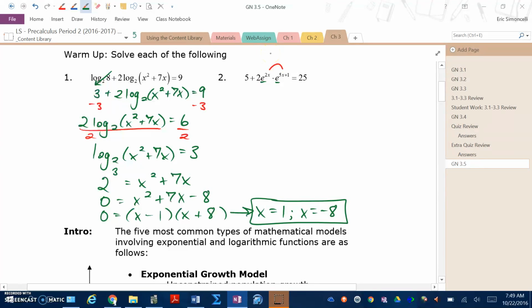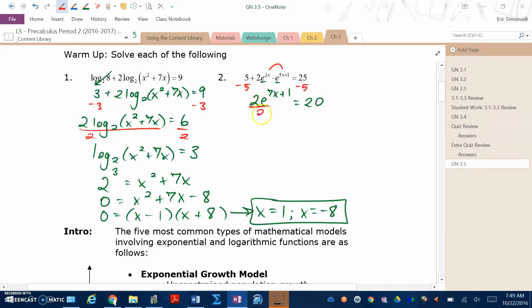And I'll also, at the same time here, make a note that I will be subtracting 5 from both sides. Your goal should be to get the exponential base e raised to whatever power on the left side, or at least isolated, and then continue with solving. So 2e, again, 2x plus 5x plus 1, that becomes 7x plus 1 if I add 2x and 5x. I subtract 5 and I end up with 20.